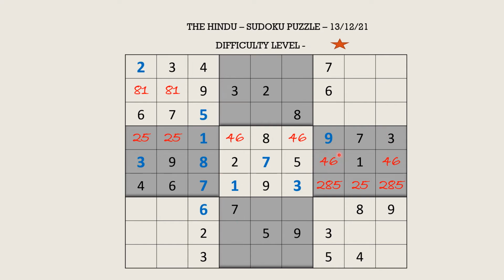Okay, now here there is a 4, 6, 4, 6 here. There is a 6 blocking this 6. So this becomes a 4 and this becomes a 6 now.